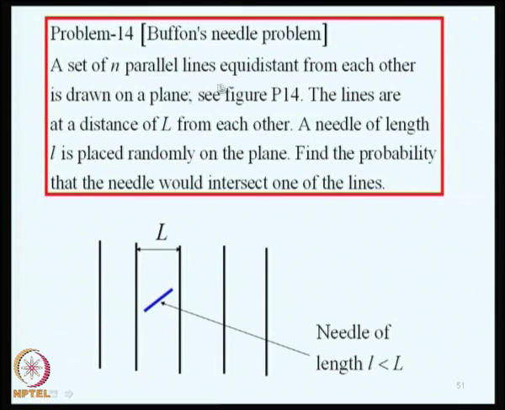Here a set of n parallel lines equidistant from each other is drawn on a plane, as in this figure. The lines are at a distance L from each other. So, these vertical lines are equally spaced and the distance is L. Now, we select a needle of length small l, which is smaller than capital L, and we place this needle randomly on this plane and consider the event whether this needle intersects any of these lines. So, we want to find out the probability that the needle would intersect one of the lines.